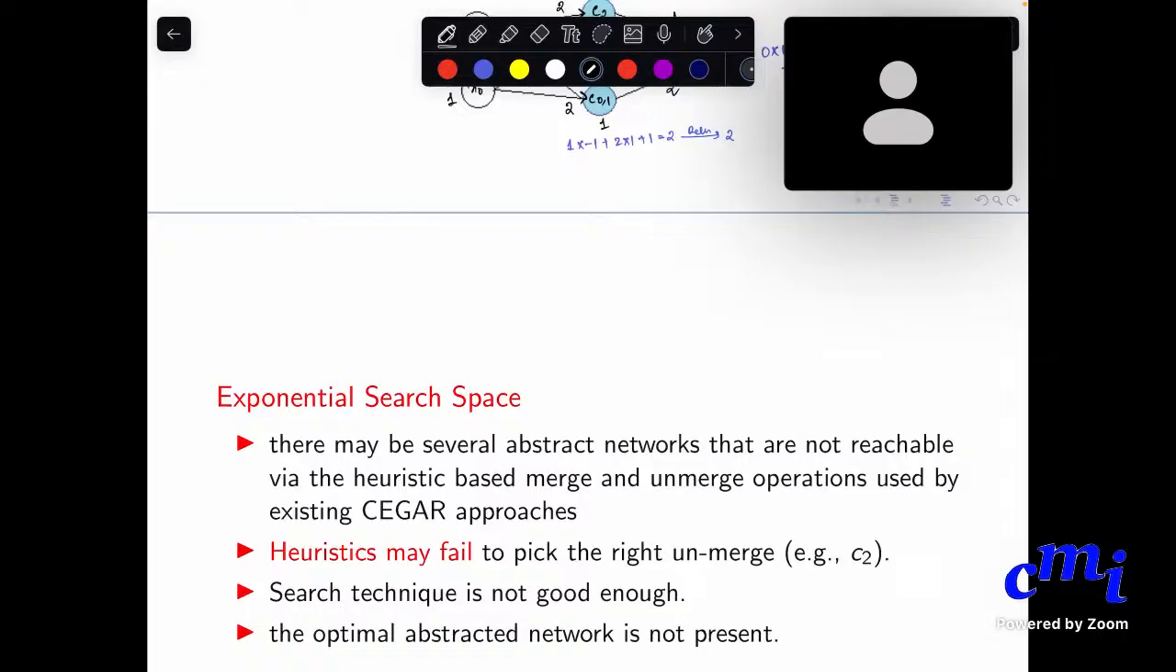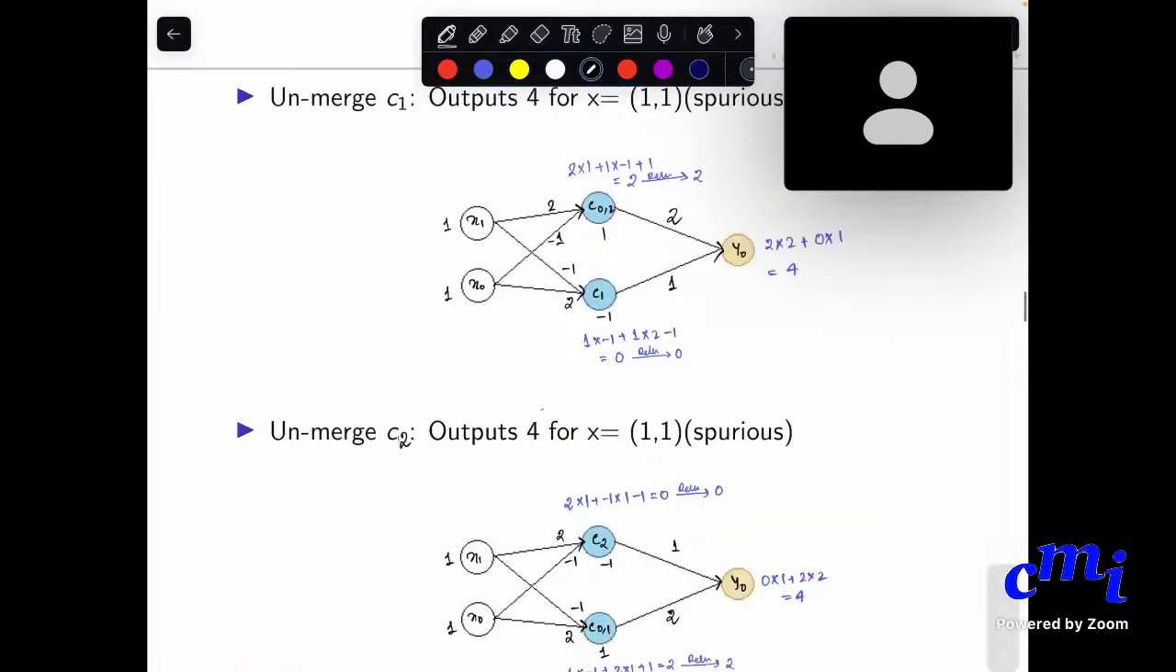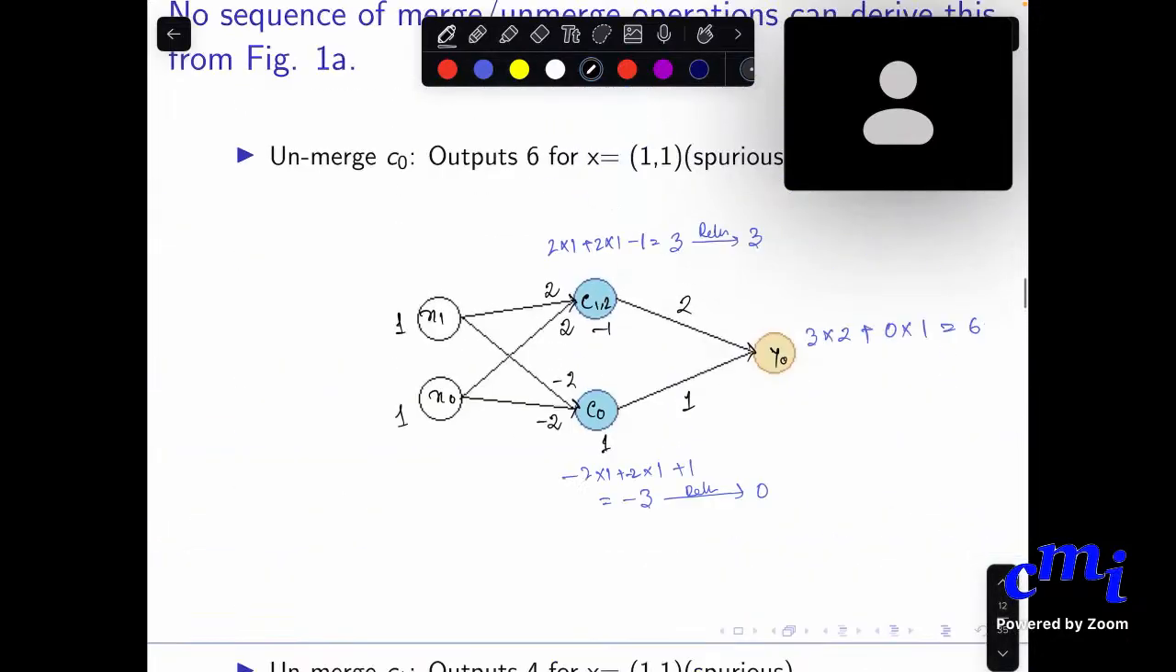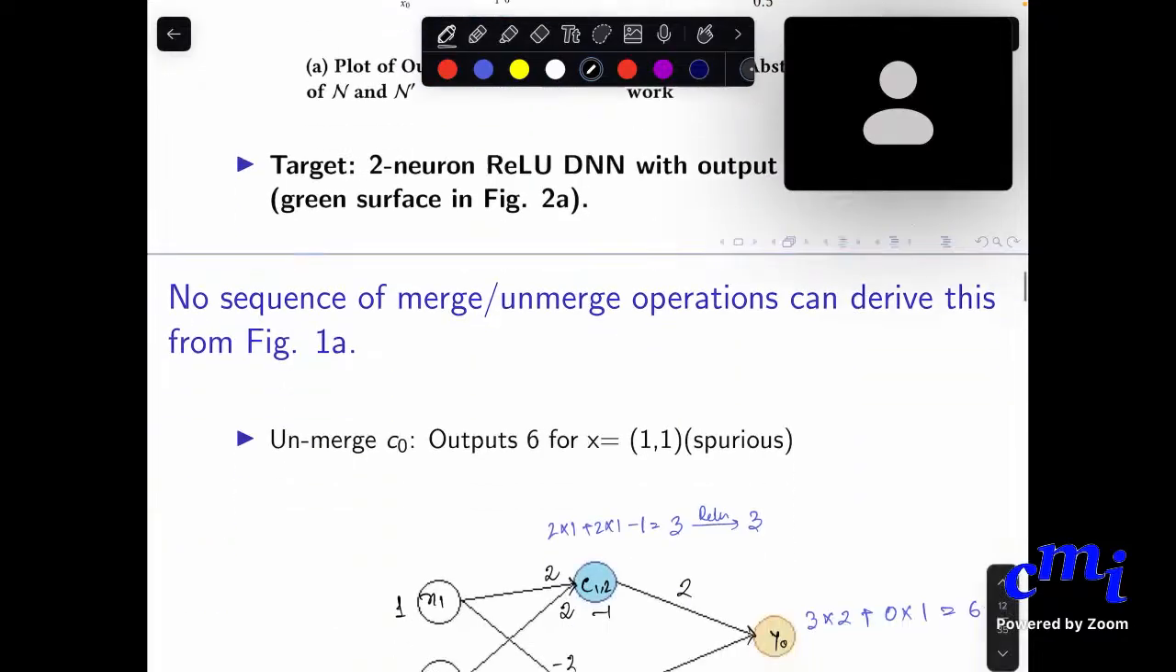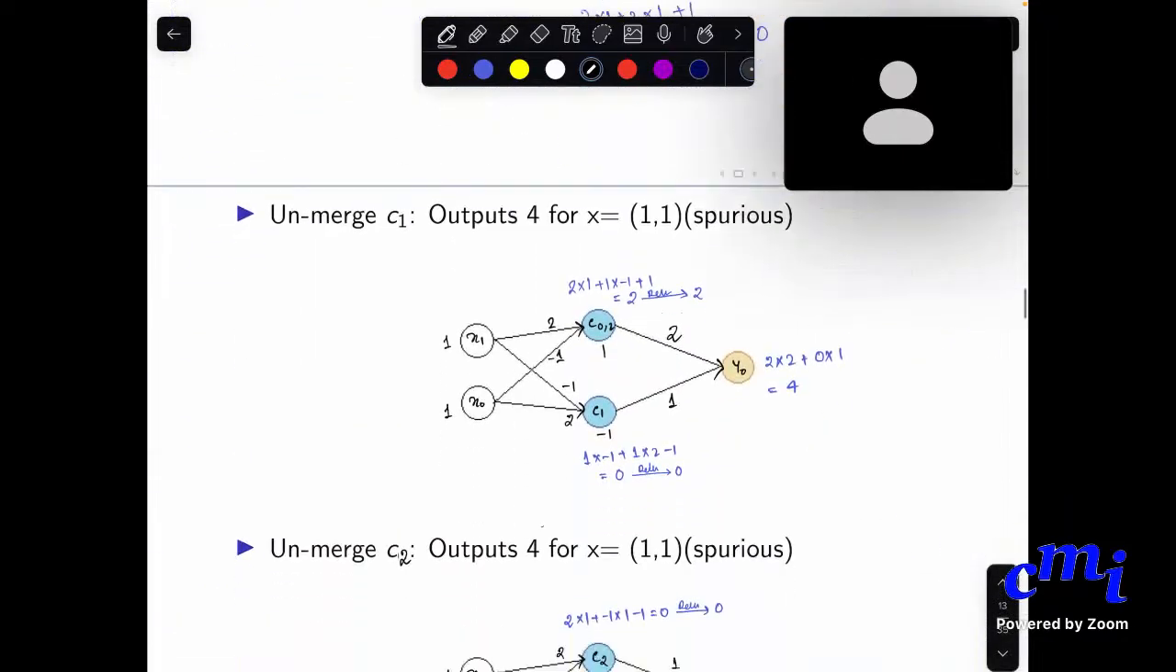The search space of the merging and unmerging based techniques will not contain the optimal neural network I just showed. It will not be present there, and hence we can say that the technique we are adapting to get an optimal abstract neural network is also failing, because it restricts the search space to some limited neural networks. So, can min-max and sum you're talking about, yes, is it? Yes. What is your question, Diganta?